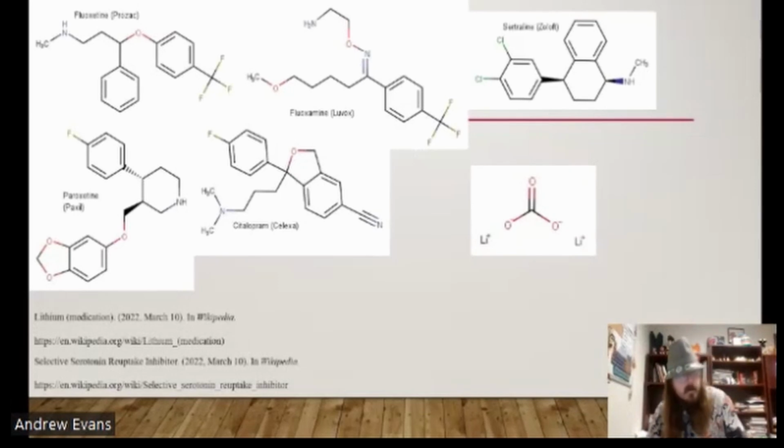Now, there are still side effects, and the side effects are going to depend on what structure you have. But they're far more manageable than being addicted. So you have things like I included Prozac over here, Paxil, Celexa, Luvox, Zoloft. Zoloft is the only one with no fluorine. So different drug shapes, completely different shapes, but they all work the same way, that they're SSRIs. So that's all our drugs.